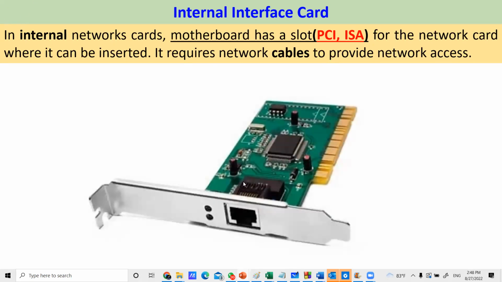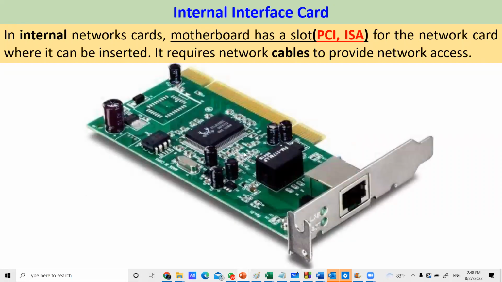Here is one example of a network interface card. This area is the place where you are going to fix your interface card to the computer or motherboard. Here is the external view. Here we have the RJ45 port. Through this port, you can attach your cable from this computer to another computer. Here is another view of the network interface card.